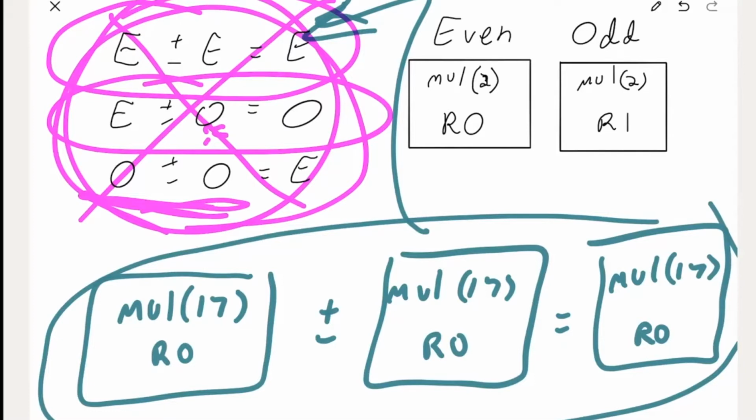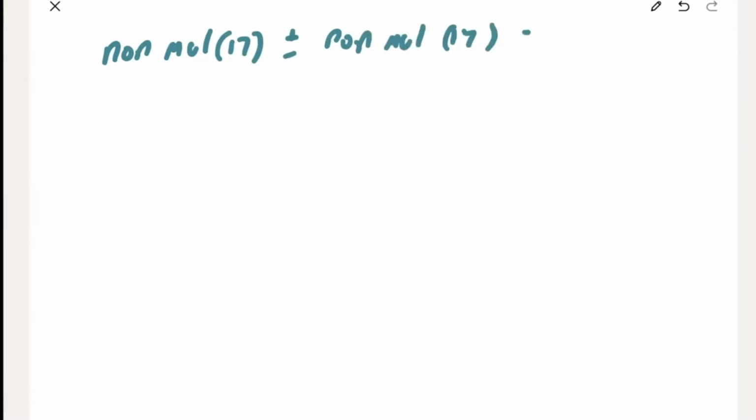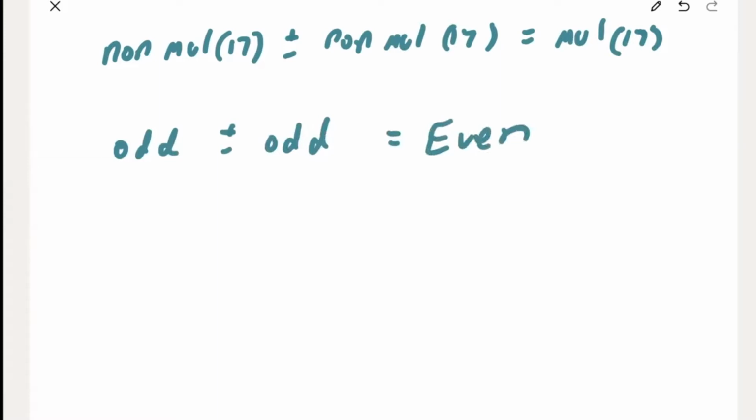So what if I try to mimic that third rule, odd plus or minus odd equals even? What if I say a non-multiple of 17 plus or minus a non-multiple of 17 always equals a multiple of 17? That would mimic that, odd plus or minus odd always equals even. Does this also work? What do you think about this rule here at the top? Well, it depends on the remainder.